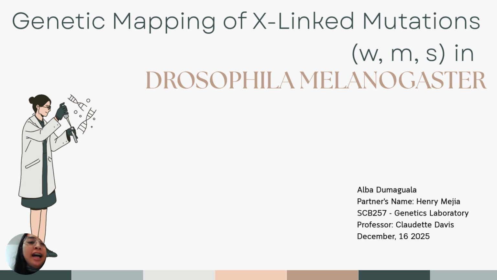Hello, my name is Alba Dumawala, and today I'll be presenting my final genetics project on the genetic mapping of three X-linked mutations, white, miniature, and sable in Drosophila melanogaster. This work was completed using recombination data from a three-point test cross, and the data were combined with partner groups to increase accuracy.